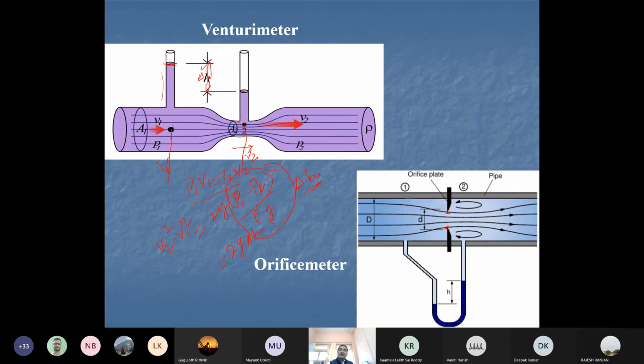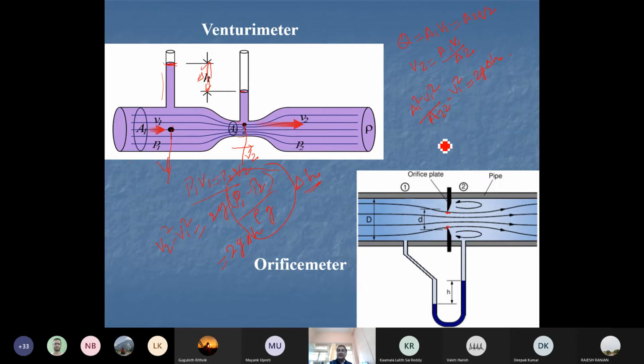You know it, that discharge is constant. Q is equal to A1 V1 is equal to A2 V2. So we can write here V2 is equal to simply A1 V1 by A2. Now replacing this relationship here, V2 square minus V1 square, that is A1 square V1 square by A2 square minus V1 square, is equal to simply 2g root H.